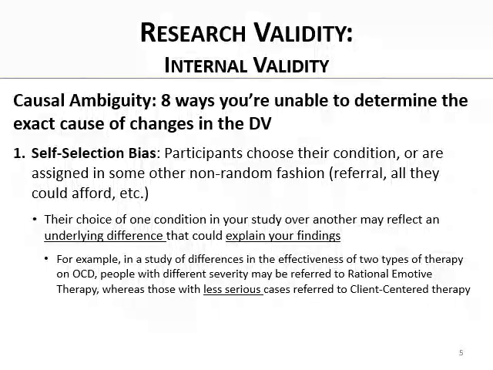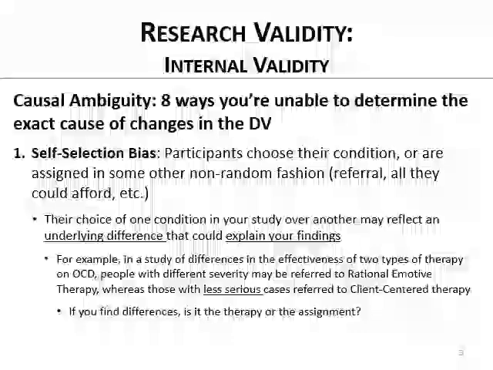So if you compare those two conditions, well, you've got a pre-existing difference between the folks who were assigned to the two types of therapy in the first place. So if you get a difference, was it due to how they were assigned, or was it due to the type of therapy? So you don't know. That's the problem, and that's what we're talking about with internal validity.